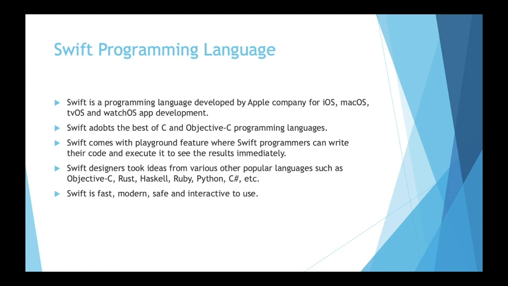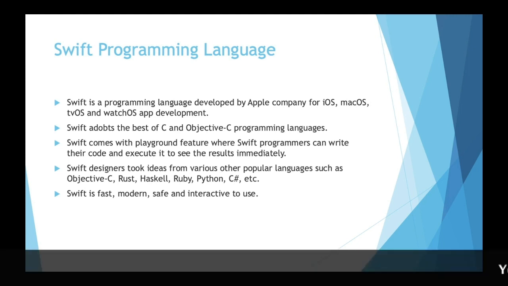Okay, next point. Swift designers took ideas from various other popular languages such as Objective-C, Rust, Haskell, Ruby, Python, C Sharp, etc. Swift is basically the best of all the languages we have. That is the reason Swift is fast, modern, safe, and interactive to use for programmers. So these are the points for the Swift programming language.